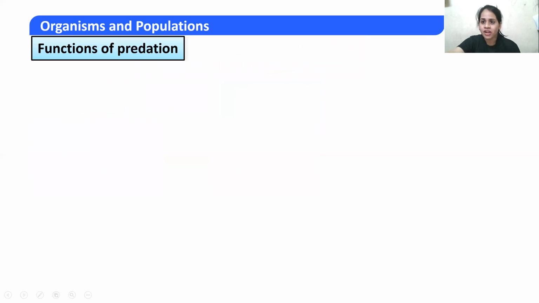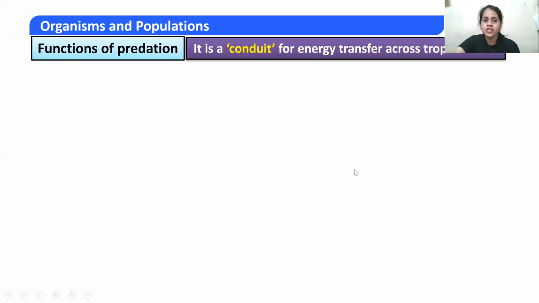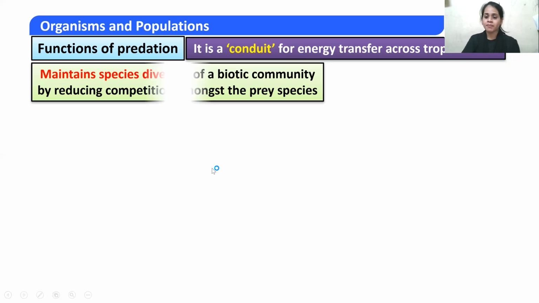So let us see what is the function of food chain, the function of predation. It is a conduit for energy transfer across trophic levels. We have studied the energy pyramid, right? How energy goes from one trophic level to another trophic level. So it conducts energy transfer across the trophic levels. It maintains species diversity of a biotic community by reducing competition amongst the prey species, because there could be competition among the prey species also. So the predator reduces that competition by eating the prey.